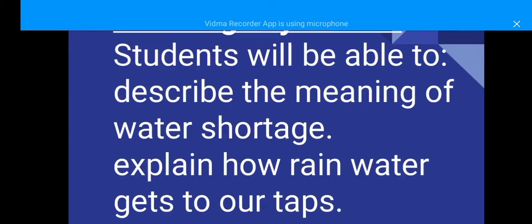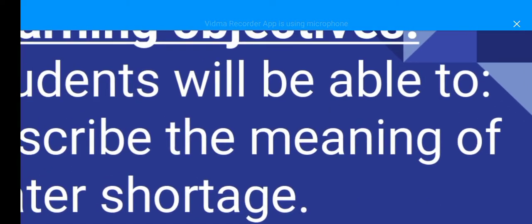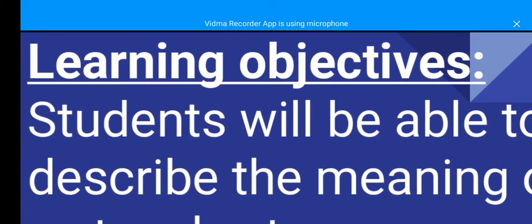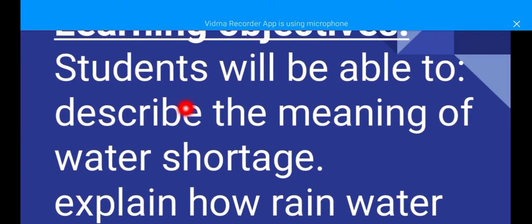And now here is your today's learning objective. The first learning objective is that students will be able to describe the meaning of water shortage. Shortage is when we are getting something in not a sufficient quantity and we are facing some lack of that thing, so that is called the shortage. Electricity shortage, water shortage, food shortage, all these things can be described like this. And here we are going to learn about the water shortage.